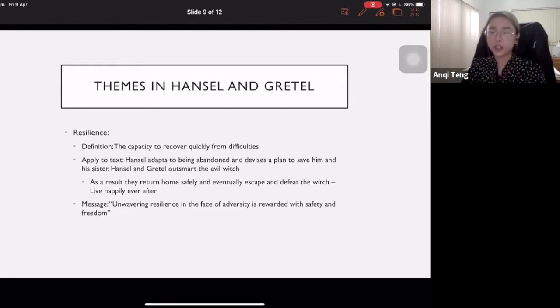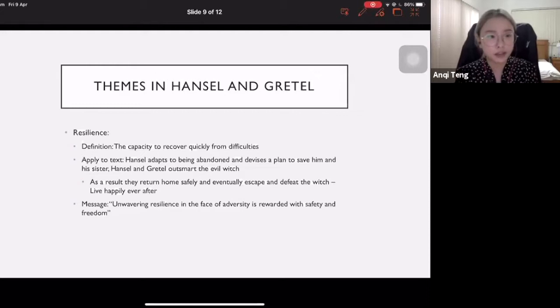Even though the children get told that they're going to get abandoned in the woods, Hansel manages to collect the pebbles and construct this plan in order to save him and his sister from dying alone in the woods. So we apply it to the text. We think of an example of a character or an instance from the text that applies to this definition. Hansel adapts to being abandoned and devises a plan to save him and his sister. And secondly, Hansel and Gretel outsmart the evil witch.